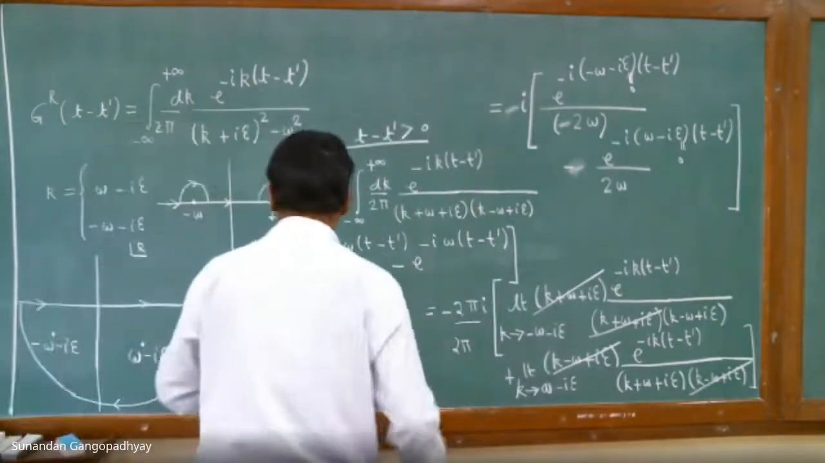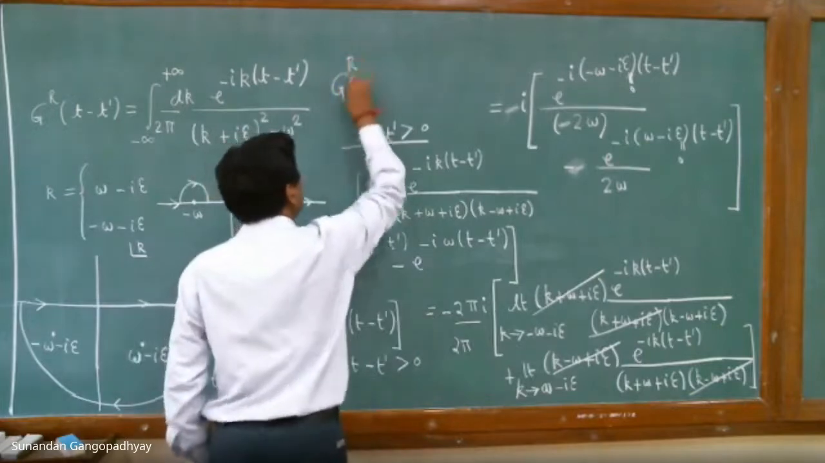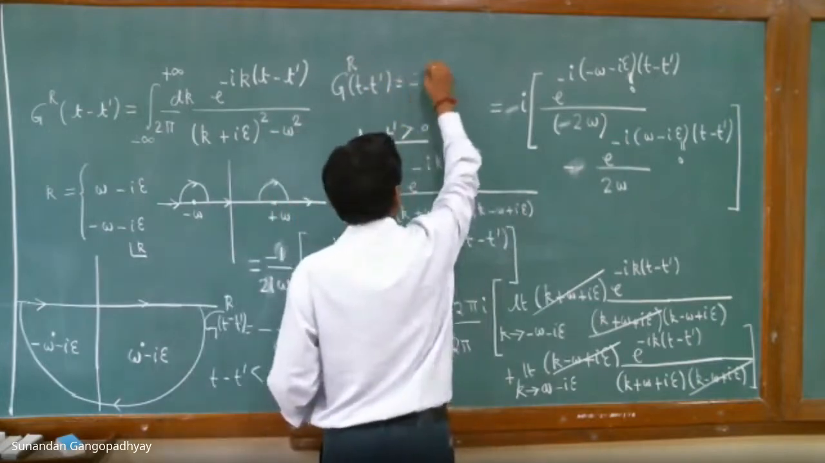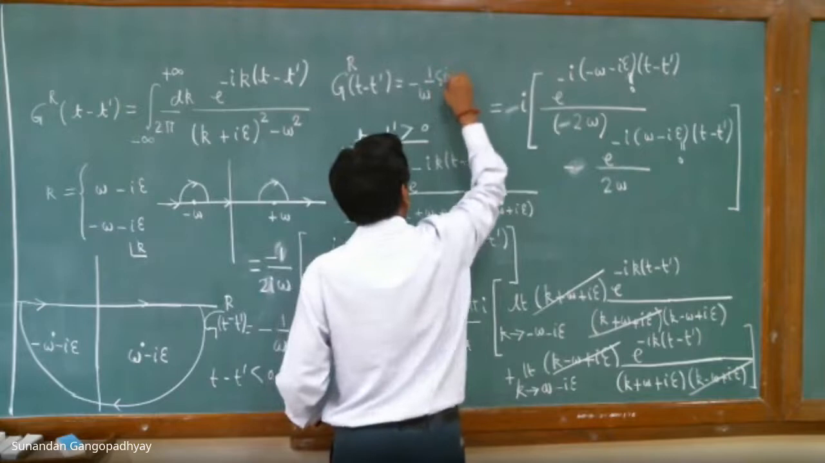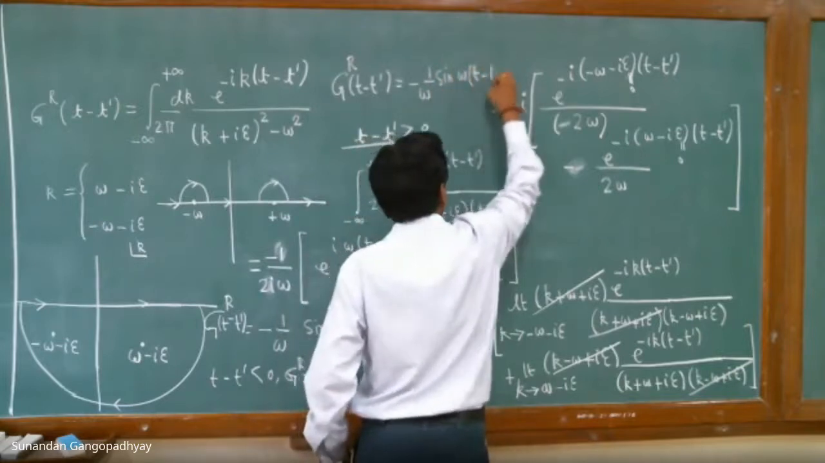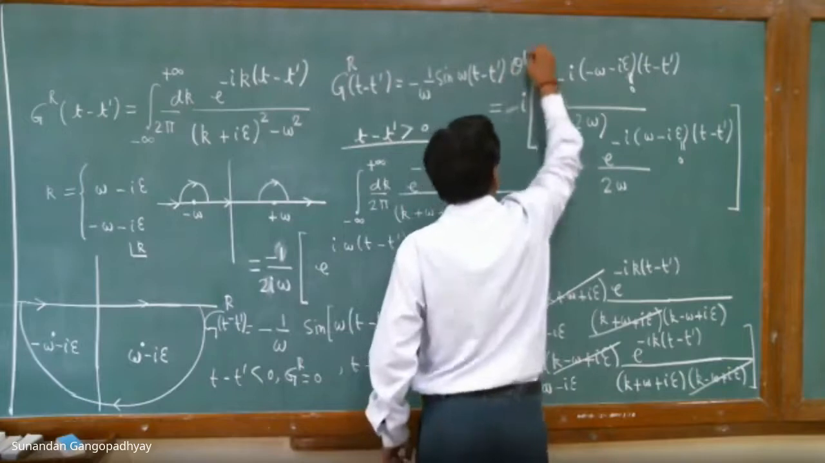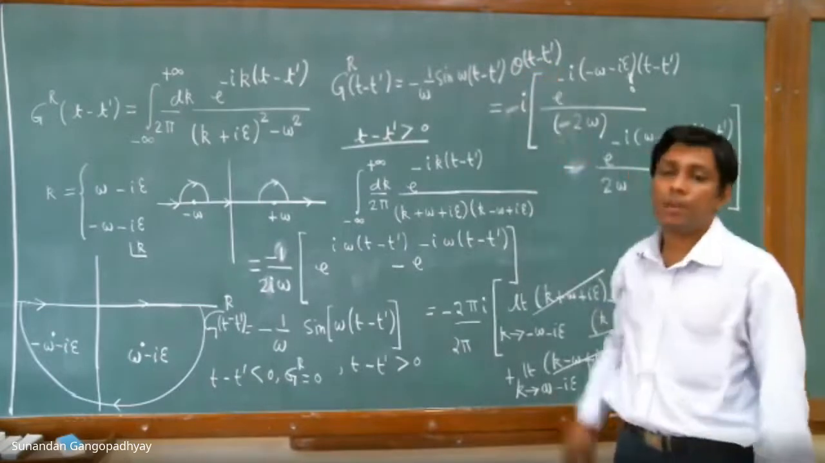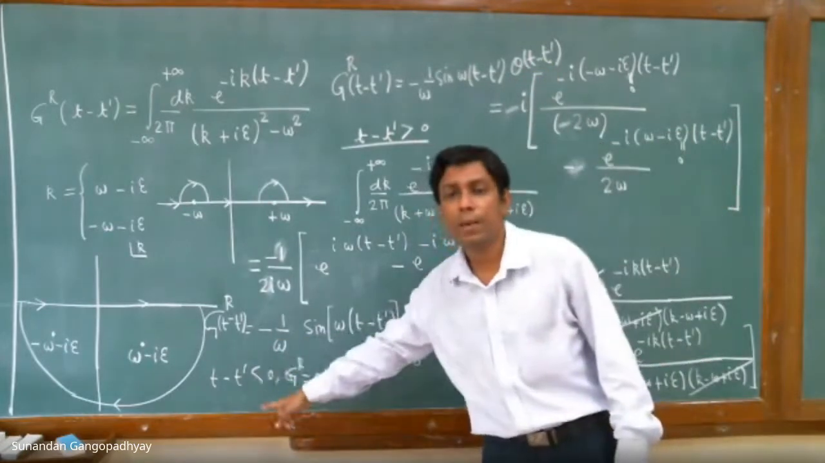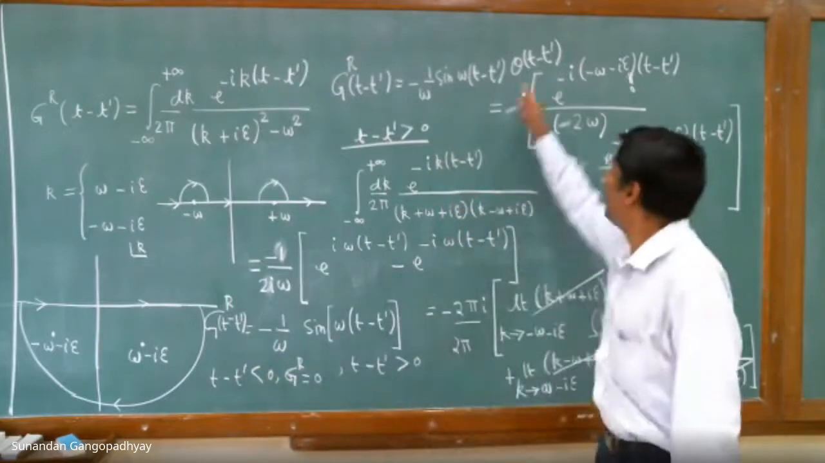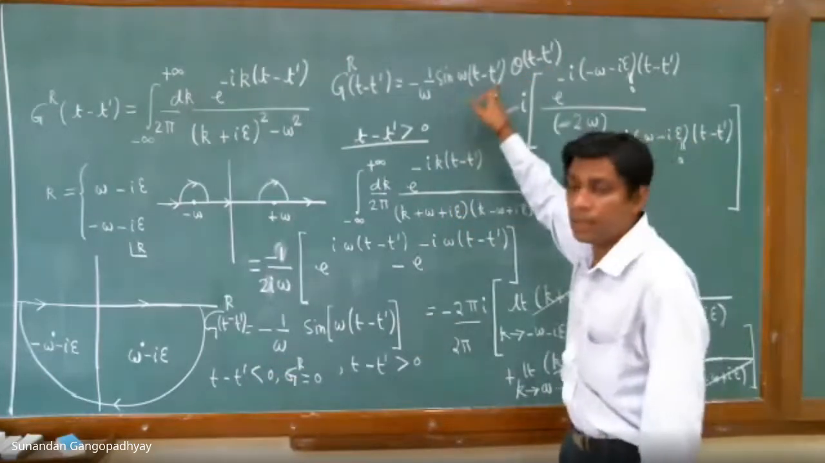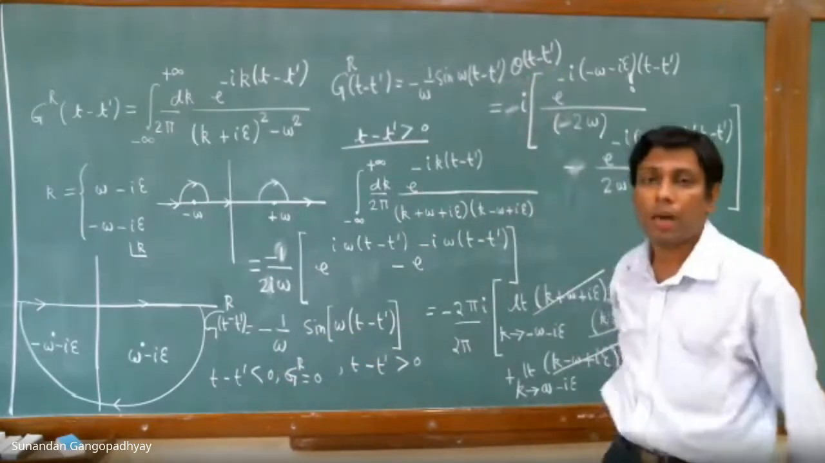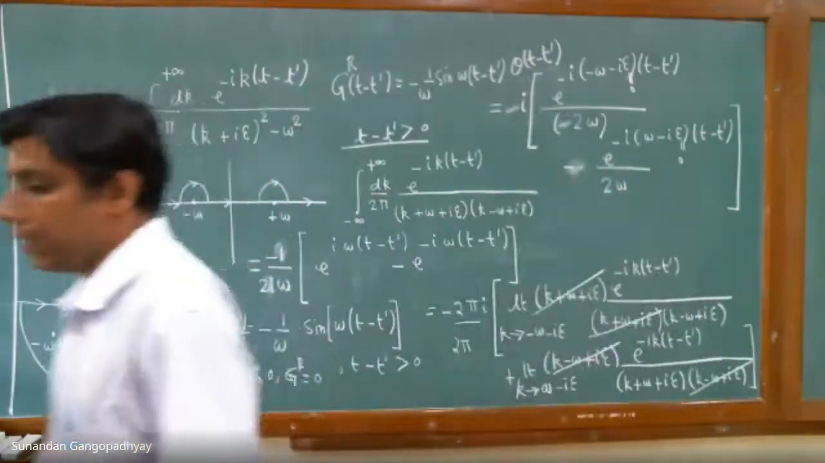And therefore, you can now write down this result in a nice form. This g_r(t minus t prime) is 1 by omega sine omega (t minus t prime) theta(t minus t prime). The theta function takes care of t minus t prime being greater than 0 or less than 0. When this is greater than 0, this factor is 1 and you get this result. And when t minus t prime is less than 0, this factor is 0 and therefore g_r is 0. So this is the retarded Green's function that we get from this calculation.